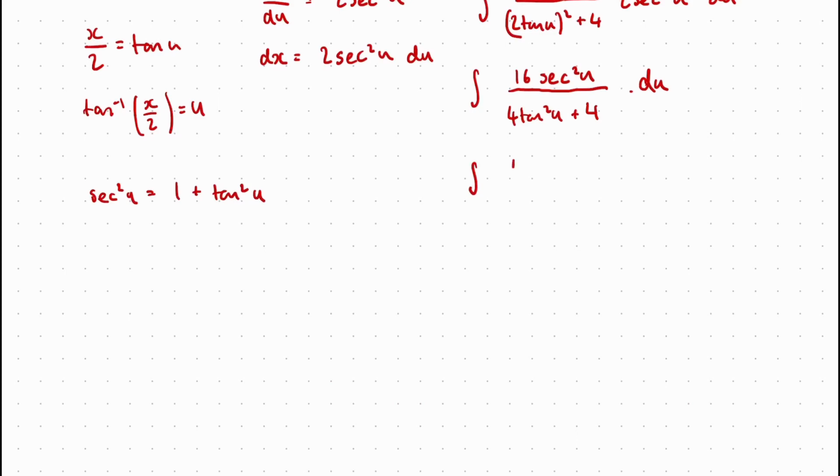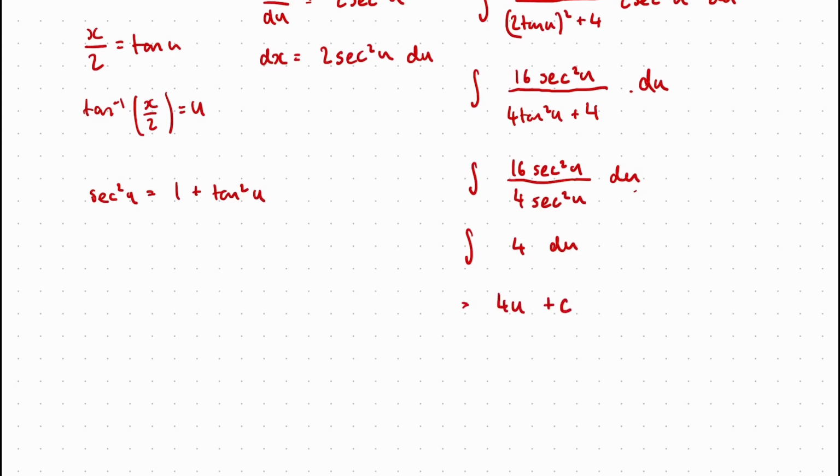So this is the integral of 16 sec squared u over 4 sec squared u, integrated with respect to u. And again, this simplifies down because sec squared u is going to cancel out with sec squared u, and 16 divided by 4 is just going to be 4. So we're integrating 4 with respect to u, which just gives us 4u plus c.